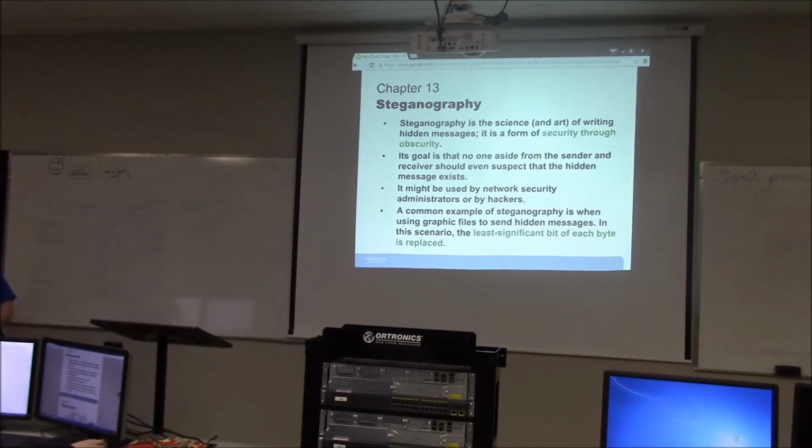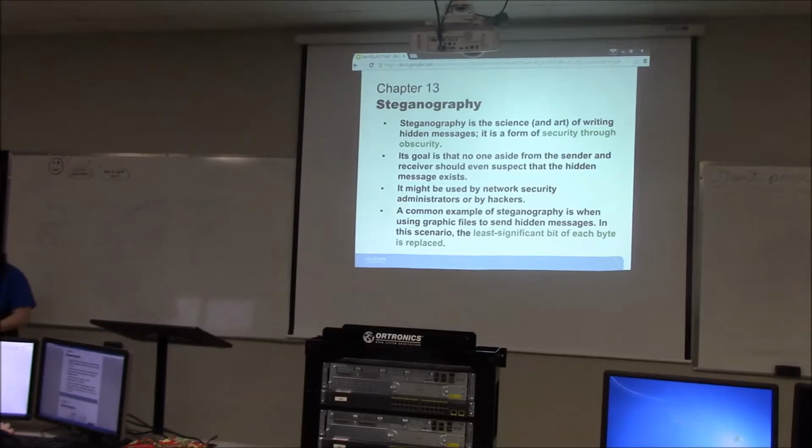Another thing to talk about is steganography. We're going to do another lab on this as well. This is pretty cool. So this is what you would call the science of writing hidden messages inside of other things. It's a form of what we call security through obscurity. So if no one knows to look for it, it's pretty secure, because nobody's going to try. Right? Silly, but it actually works a lot of times. So no one aside from the sender and the receiver should even suspect that there's a hidden message inside whatever that document is. It's done a lot with pictures. And that's what we'll be doing on Thursday. We'll be doing that with pictures.